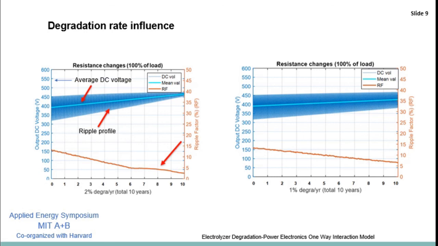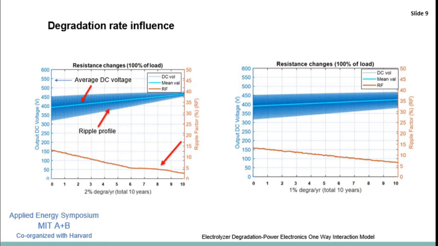As we can see, with the operation time, the DC voltage increases. That means to produce the same amount of hydrogen, we need to pay more. But at the same time, we can see the ripple in the process is not increasing, but decreasing. This is kind of counterintuitive. That means with the degradation of the system over 10 years, the whole system performance decreased, but the power electronics quality, the performance, increased.